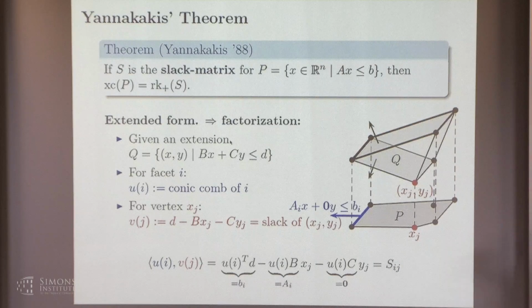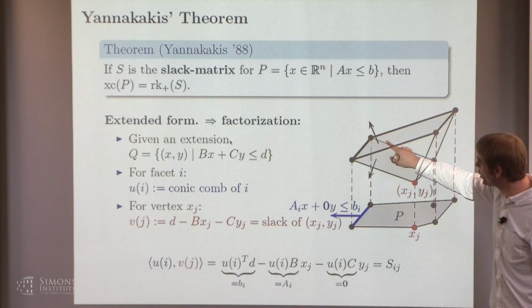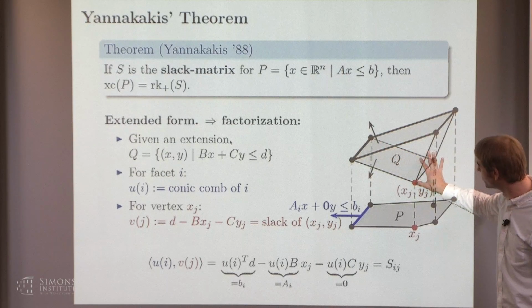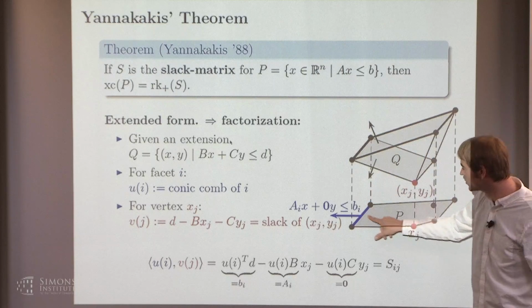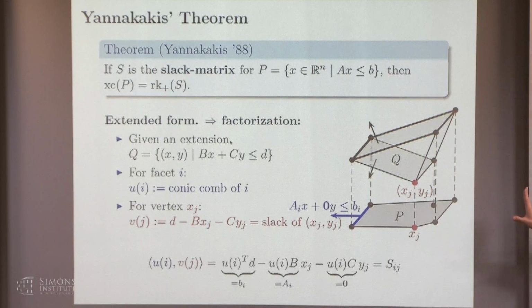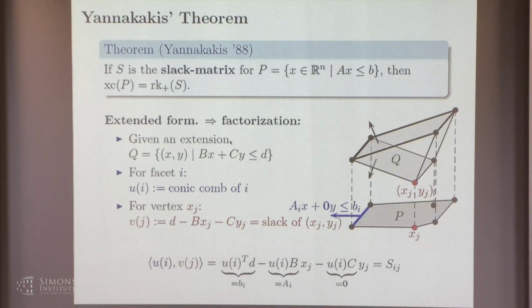On the other hand, if you think about the picture, you take a conic combination, a non-negative combination of some slack values, the slacks of this thing with respect to this one, and that kind of makes sense if you look at the picture. Okay. Questions? Okay. Good. So this is Yannakakis' theorem.